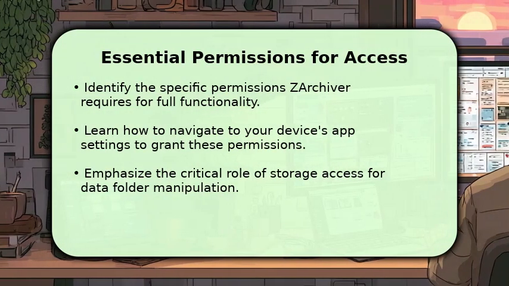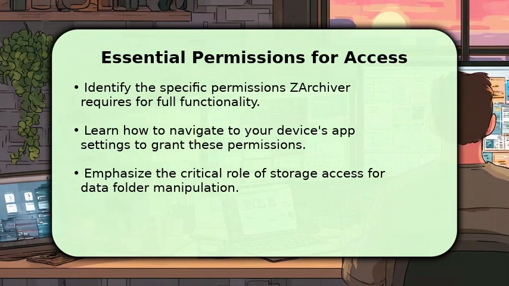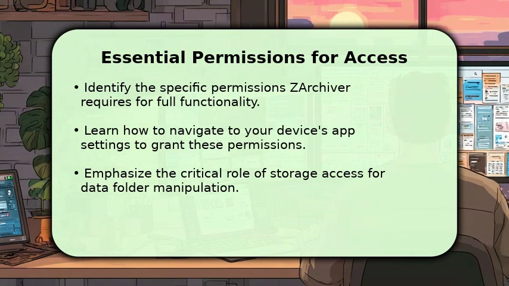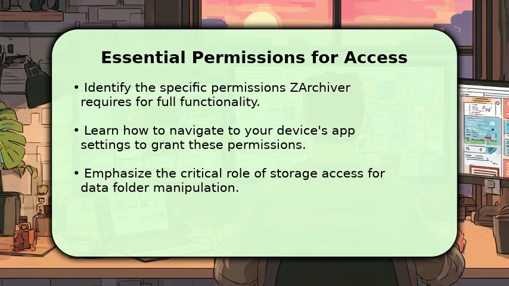To begin, open your device's settings, then locate Apps or Applications. Find ZArchiver in the list and tap on it. Next, go to Permissions and ensure storage permission is granted.